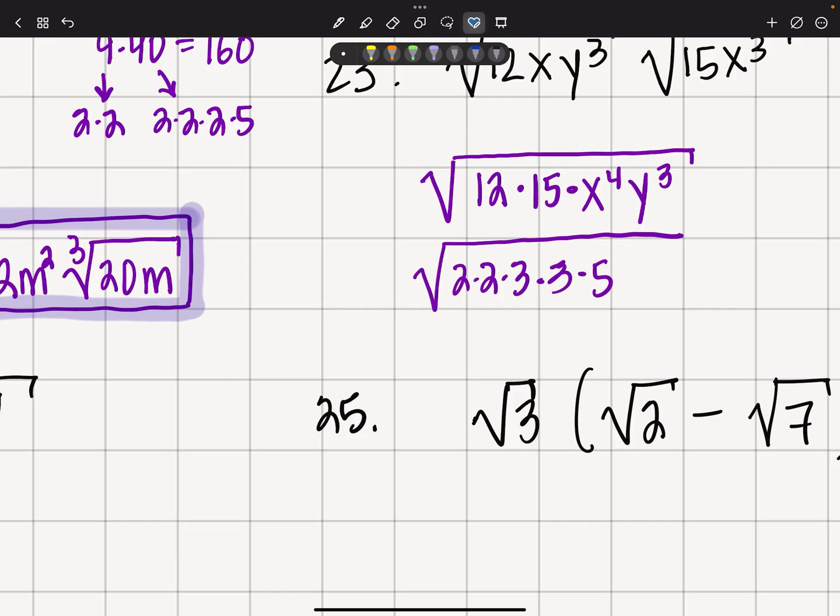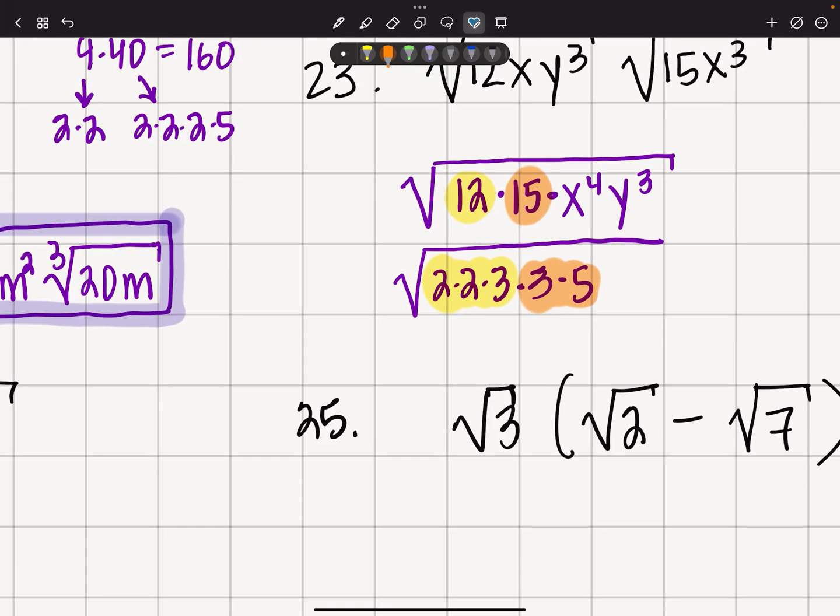So here's our 12 right here. If you need to break that down off to the side, definitely do that. Our 15 is right here. And then we've got x to the 4th y cubed. So a square root means that we are looking for groups of 2. So we're looking for pairs. So we've got a pair of 2s, a pair of 3s. I forgot to write that x to the 4th y cubed.